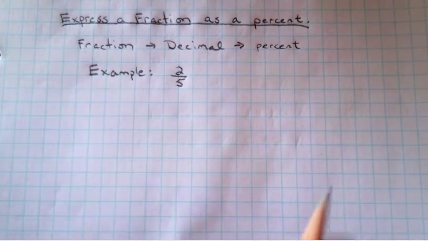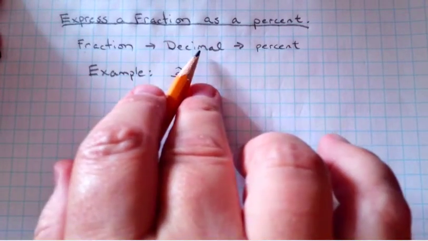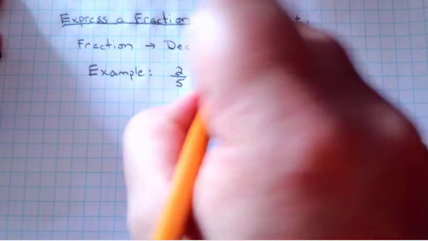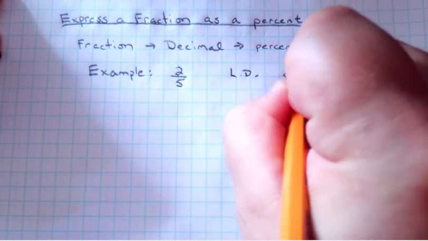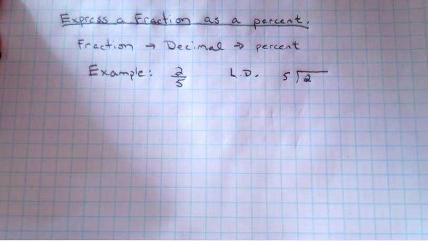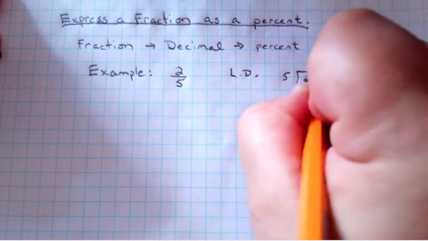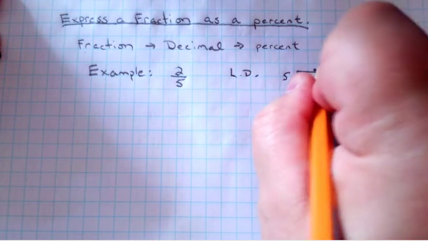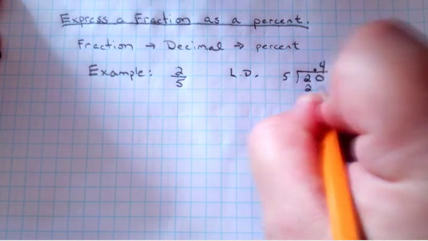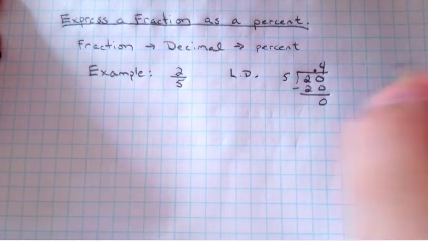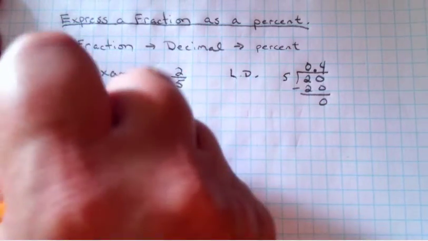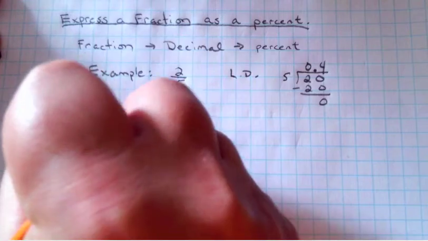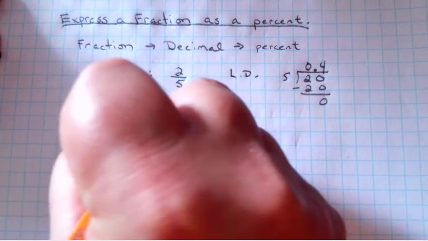Well, one way to do it would be to take this and convert it into a decimal using long division. So I could take the 5, there's my 2, right? 5 doesn't go into 2, so we make it into a 20. What would work? A 4, so 4 times 5 is 20. That's nice. Gives us a remainder of 0. So 0.4 is our decimal. So we've got 2/5 as a decimal is 0.4.